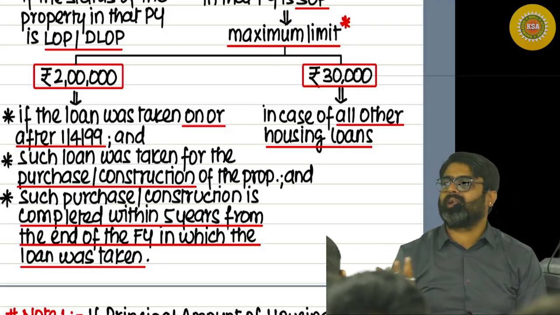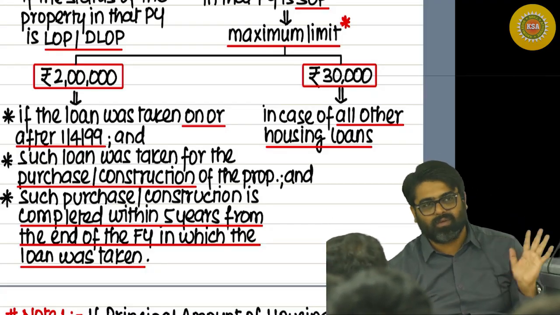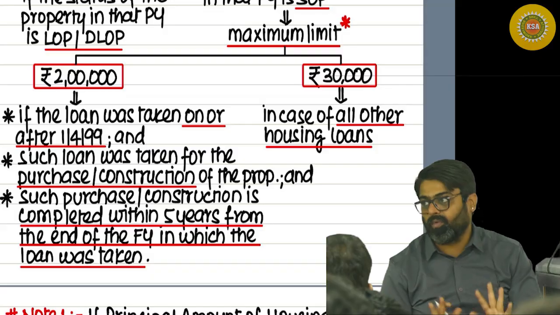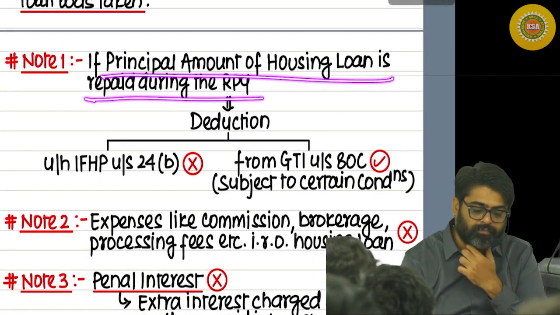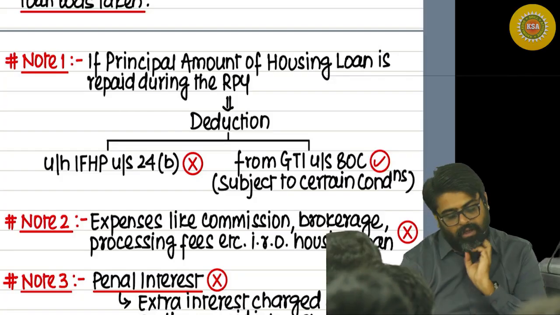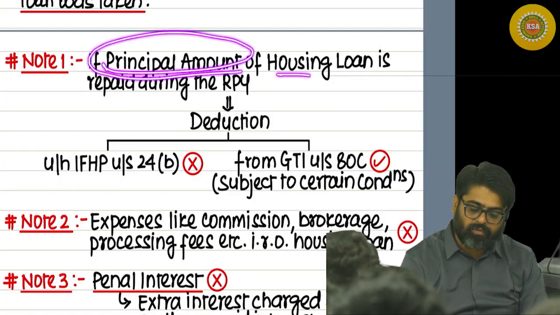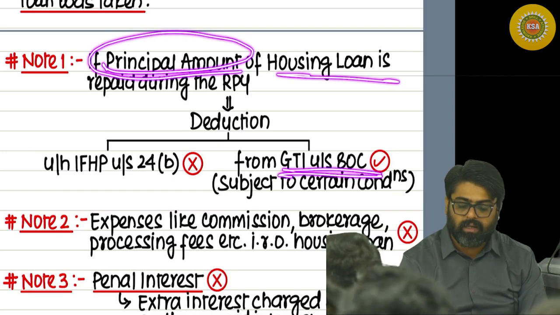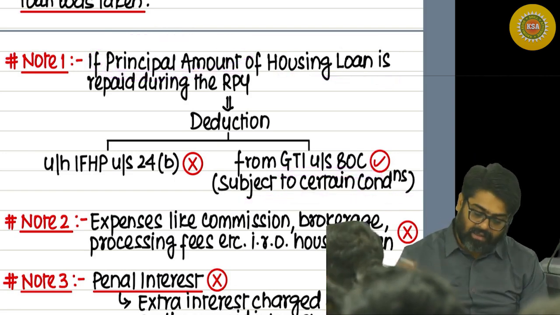Just because you say that I am having a housing loan and on that I have paid the interest, you are not going to get that deduction. You have to prove it. Getting my point? Next one. Now, if principal amount of housing loan is repaid during the previous year, will you get the deduction under 24B? No. For that principal amount of housing loan, the deduction is available under 80C, subject to certain conditions. That also I have explained.